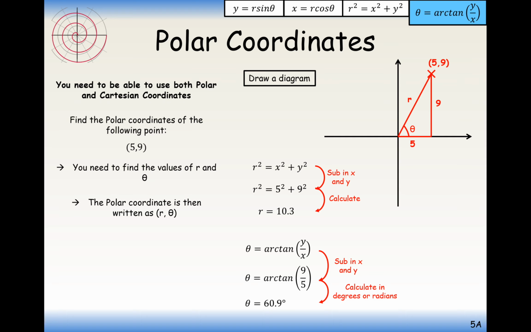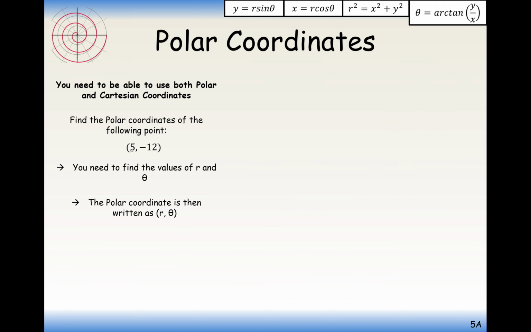Generally we'd use radians. In this case here we've used degrees, could use degrees. So the Cartesian coordinate is 5, 9, and that can be converted into a polar coordinate of 10.3, that was the r value, and 60.9, that was the theta value. These 2 coordinates here are exactly the same, just one's in a Cartesian base and one's in a polar base. Let's do something a little bit more complicated.